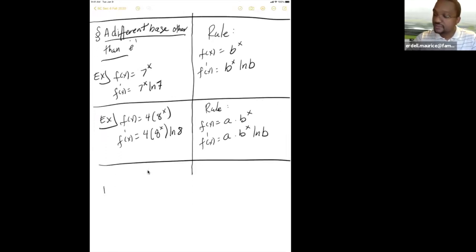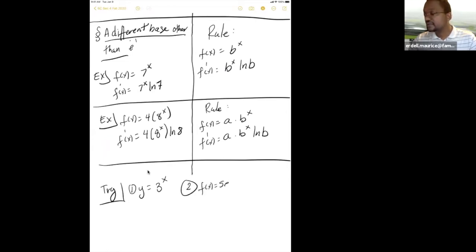All right, try these three for me and send me a message in the private. One, y is equal to 3 to the x power. Two, f of x is equal to 5 e to the x power. And three, y is equal to 2 times 9 to the x power. That is three derivatives. Send me all three.